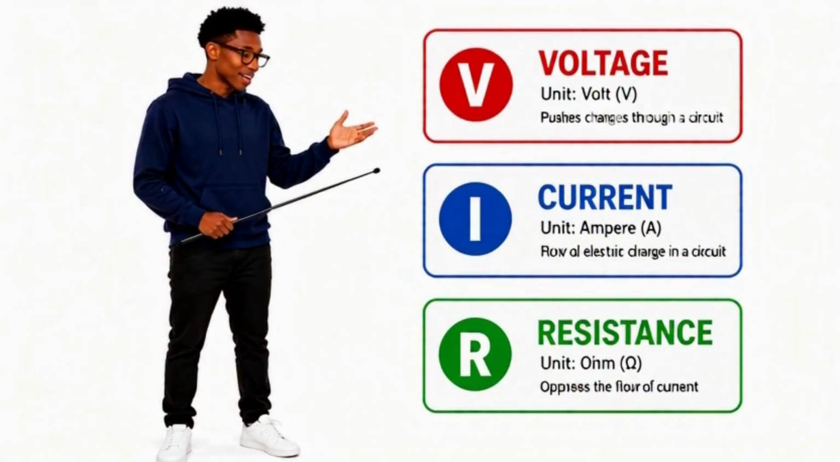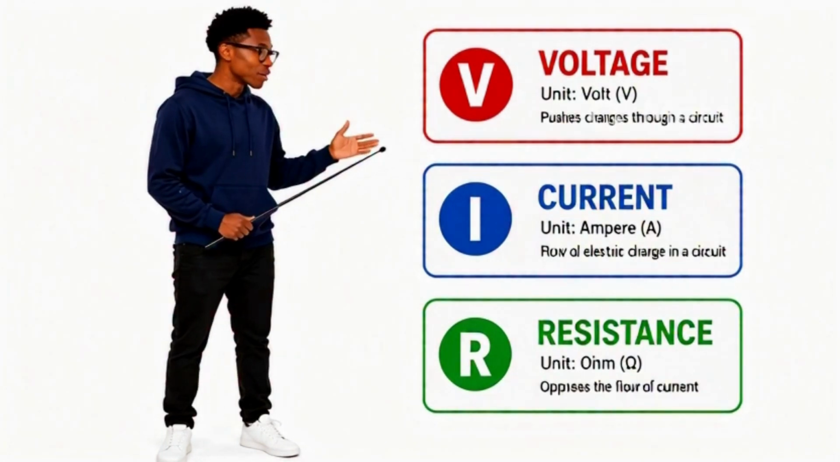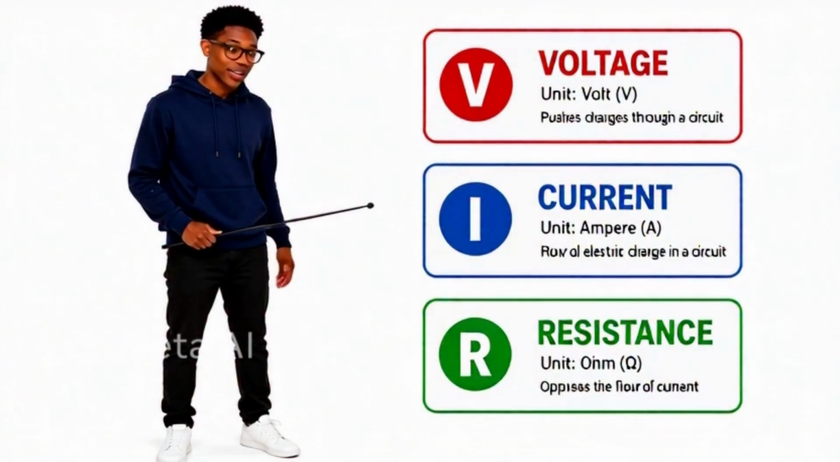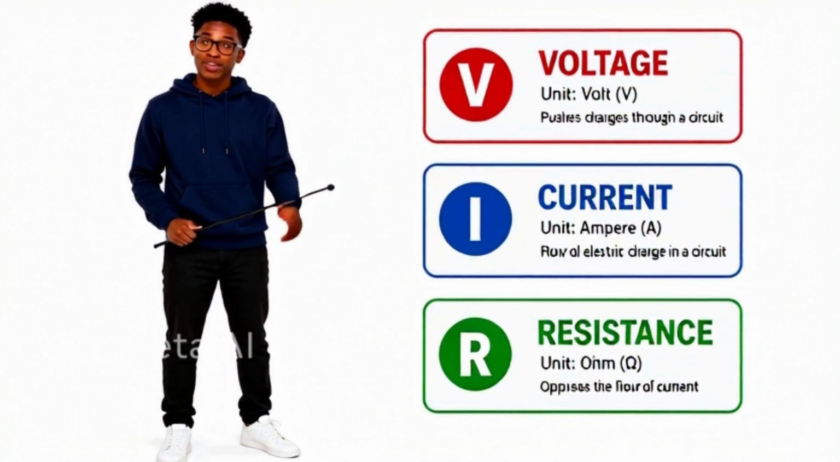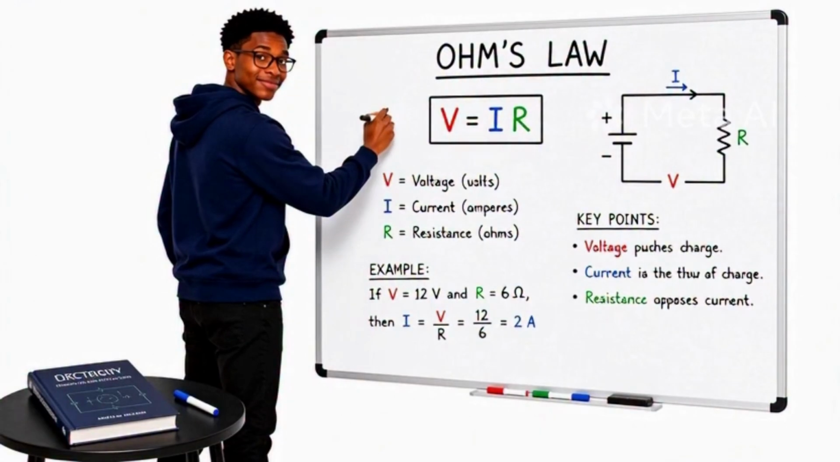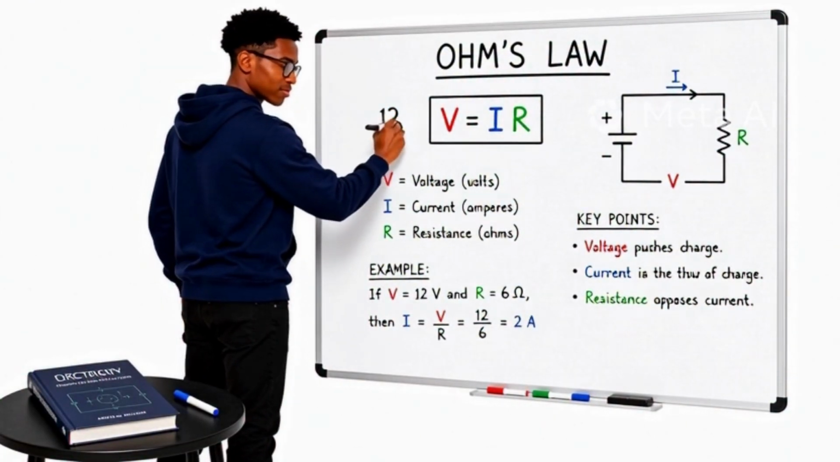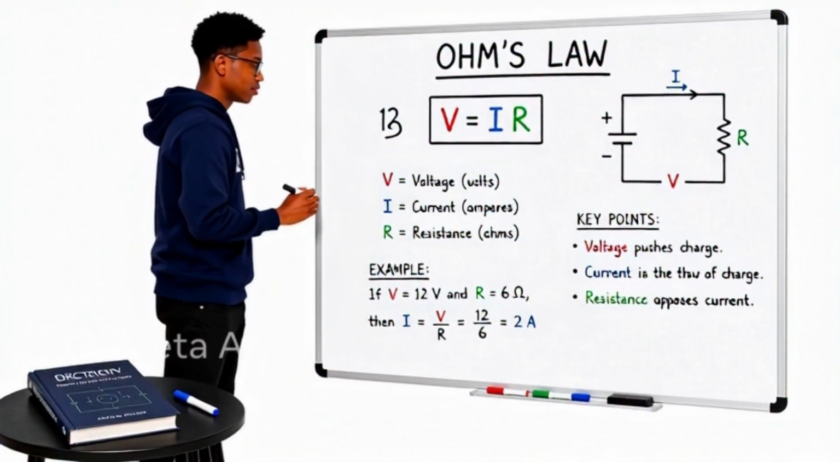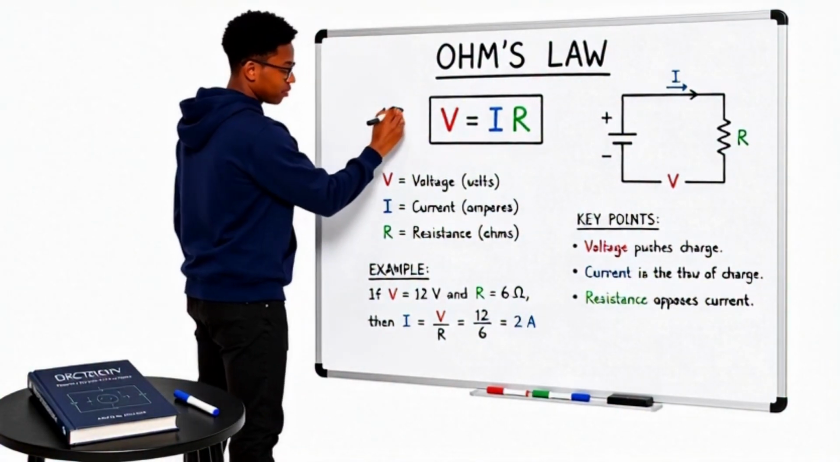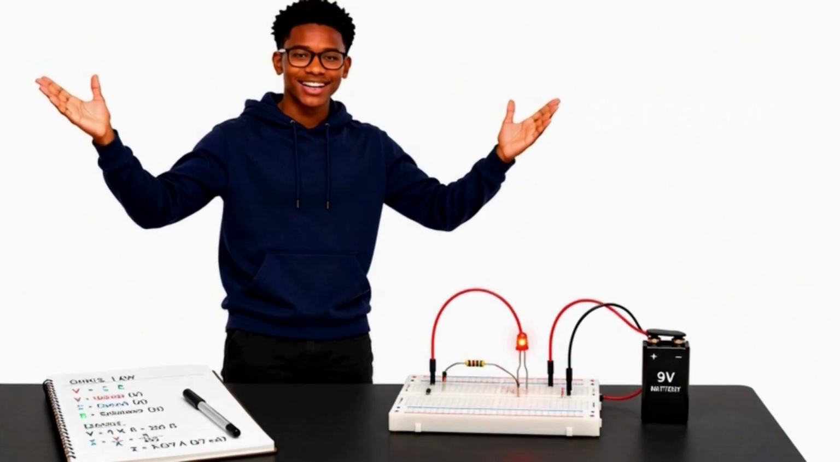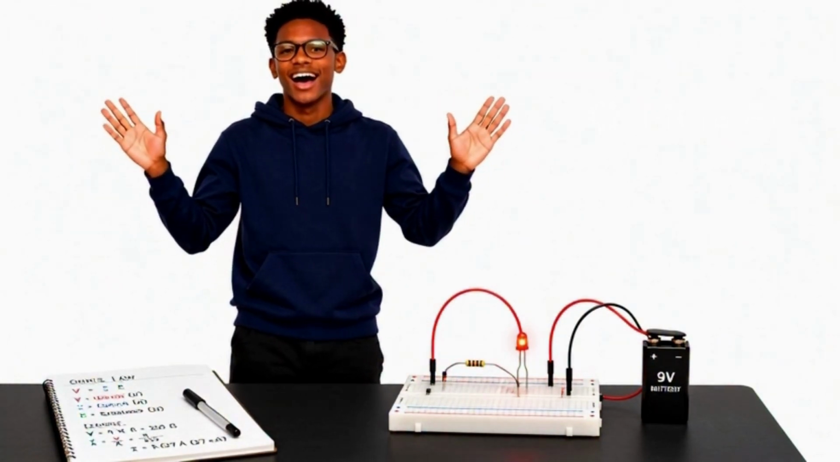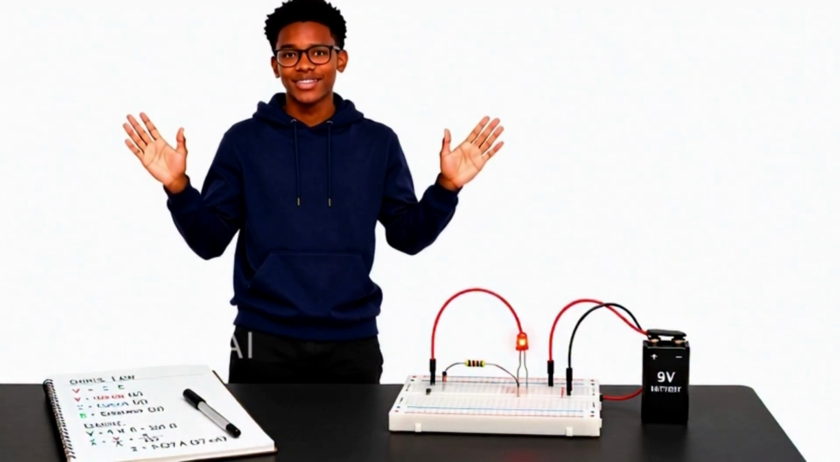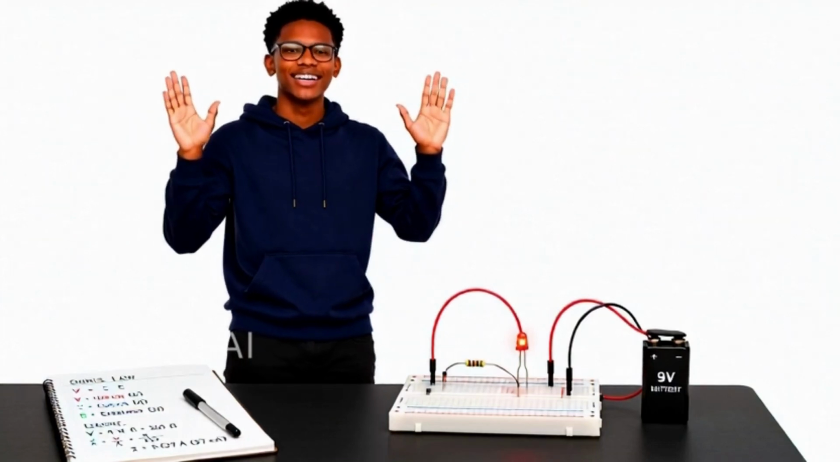Let's review. Voltage pushes electric charges, current is the flow of charges, and resistance opposes that flow. These three quantities are connected through Ohm's law. Once you understand this relationship, many circuits become easier to understand. Ethan has successfully learned the basics of Ohm's law. This knowledge is the foundation of electrical and electronic engineering.